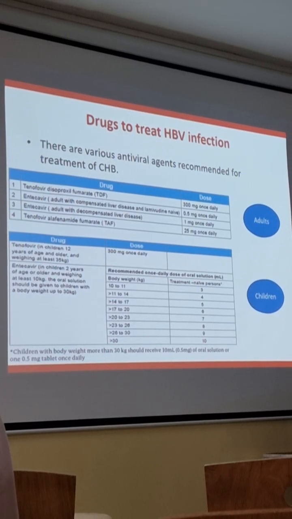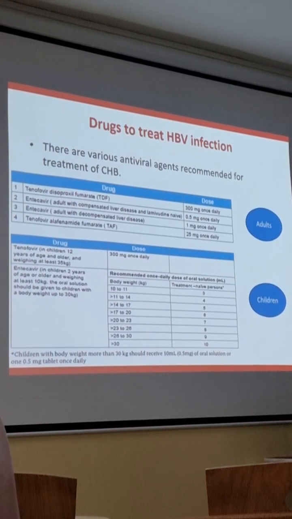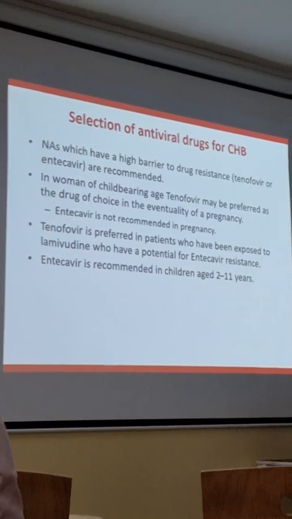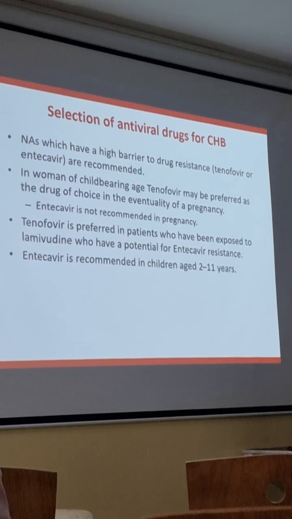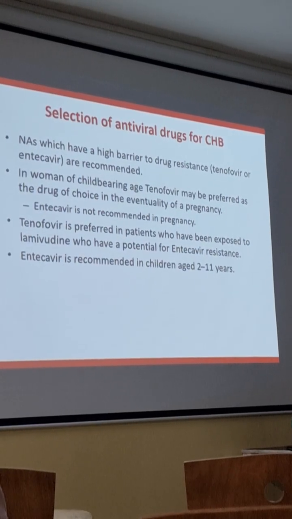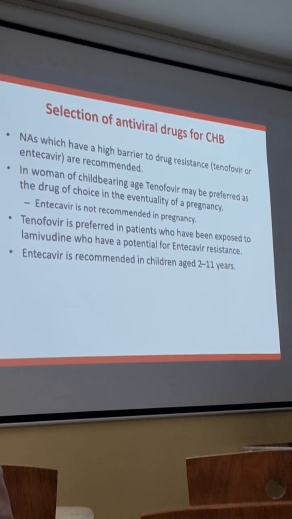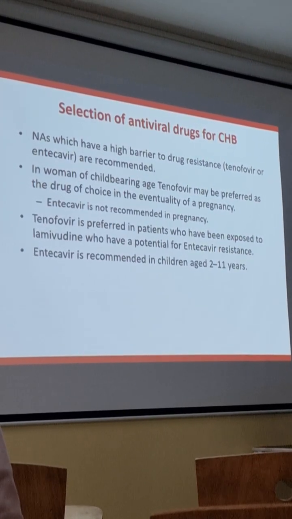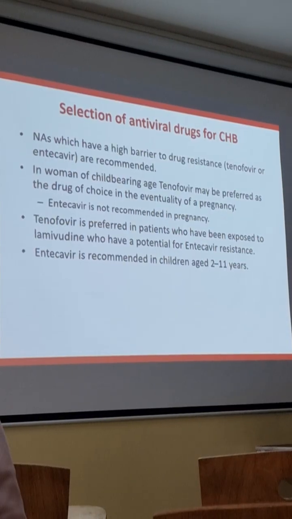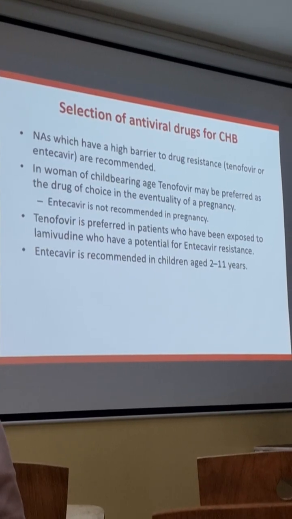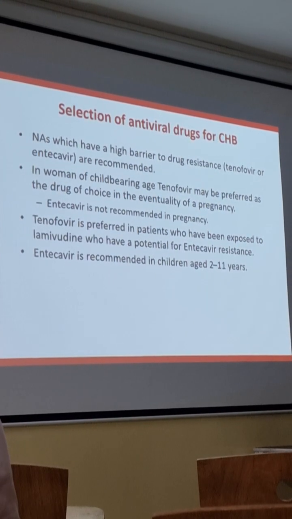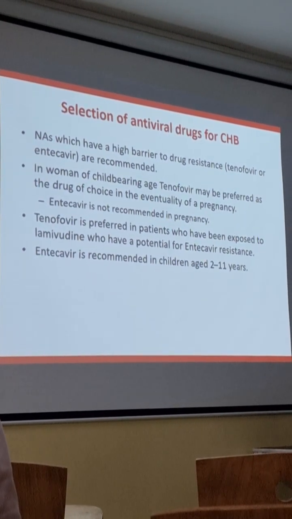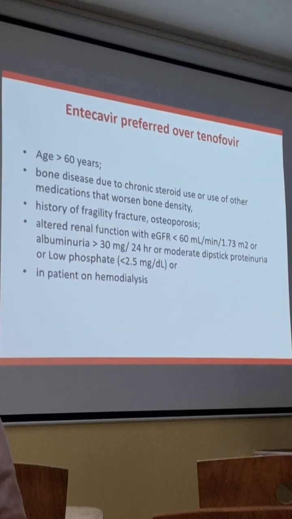And then, depending on the body weight, you give 3 ml, 4 ml, 5 ml, depending on the body weight. We use tenofovir and entecavir because resistance does not develop to these. Earlier we used to use lamivudine, adefovir and telbivudine. Resistance used to develop. If the patient is pregnant and needs treatment for hepatitis B, you have to give tenofovir. You do not give entecavir. And children, say 2 to 11 years, we prefer entecavir syrup, depending on the body weight.